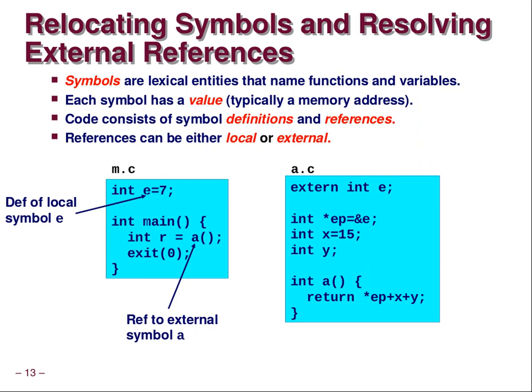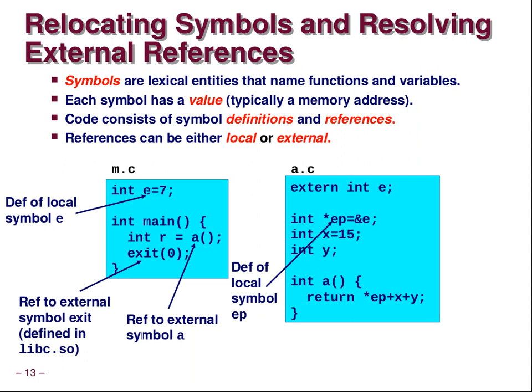Reference to external A. E is local here. Reference to external symbol exit. That's a good point too. That is a Linux library call, or system call actually, and that is an external symbol. Another local reference, because these are local to the files. Reference to external symbol E, because you're making E be external inside this file when it's referencing that variable over there.